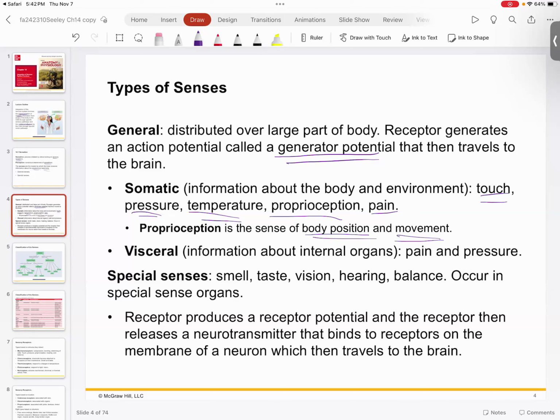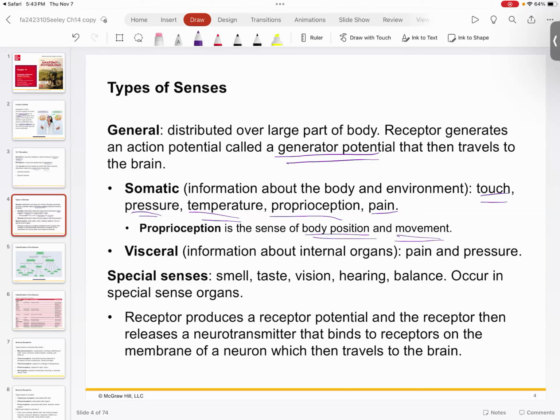Now, it's not necessarily your conscious awareness of body movement and position, rather your body's awareness of movement. For instance, your body knows where your muscles are. How does it know? Well, proprioception is the sensory pathway that allows your body to know where your brachioradialis is, right? So there's a sense of your body knowing where everything is in your body, and that's proprioception. Basically, the sense of body position and movement.